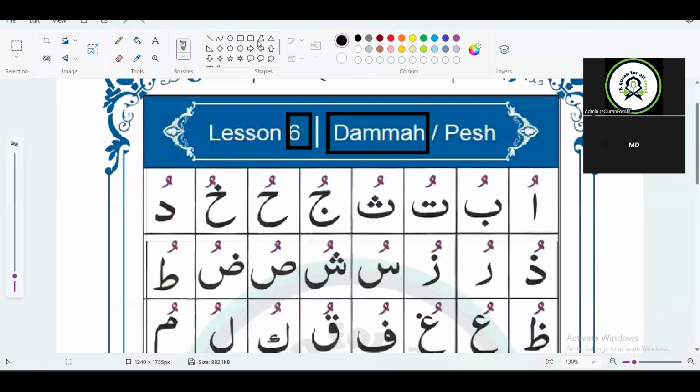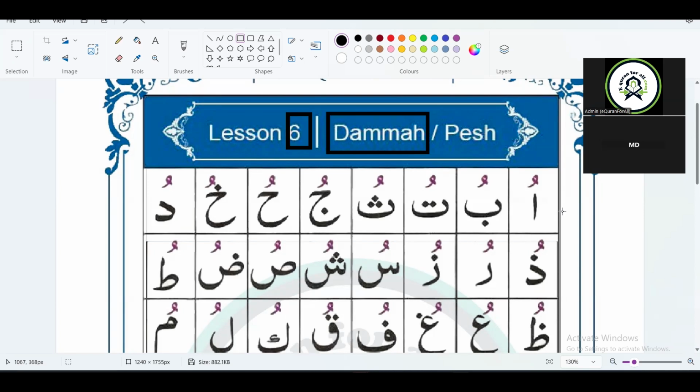Okay, next. All other things are the same. Whenever any letter has Dhamma on it, we read the sound of that letter and the sound of the sign, and then we add both sounds together. That will be the original sound for that letter. And the last point is that whenever any letter has Dhamma, we don't stretch that letter. We just read that letter within 1 second.